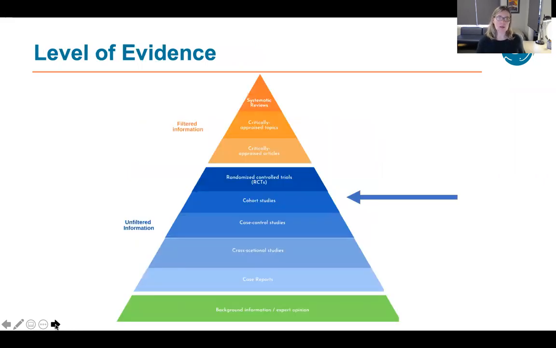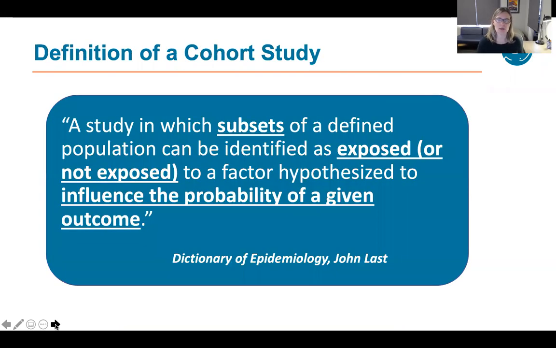And you can see here that the level of evidence of a cohort study is pretty high for an individual level study. It's not as high as an RCT, but it is the appropriate design when what we want to do is observe over time a group of individuals.